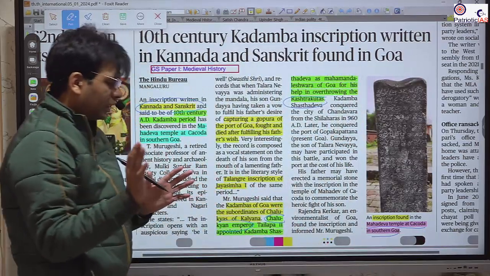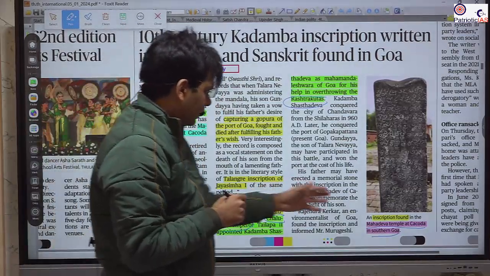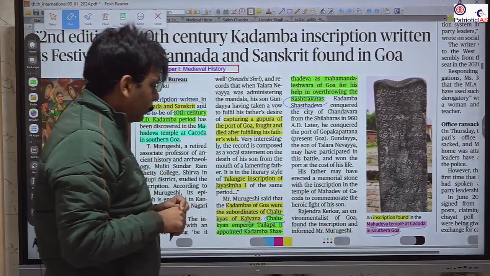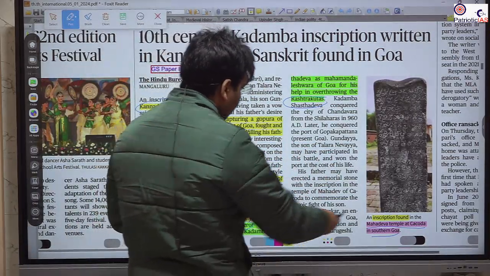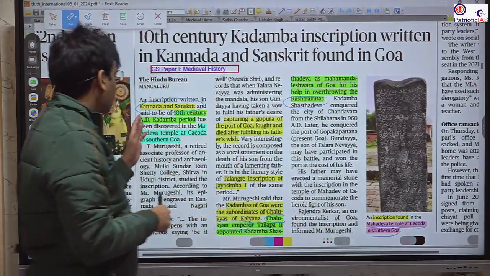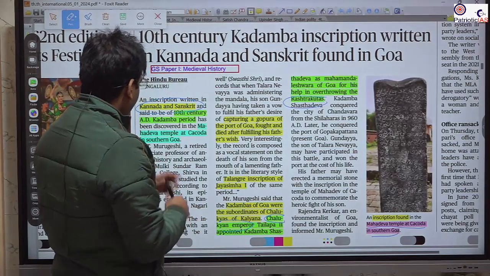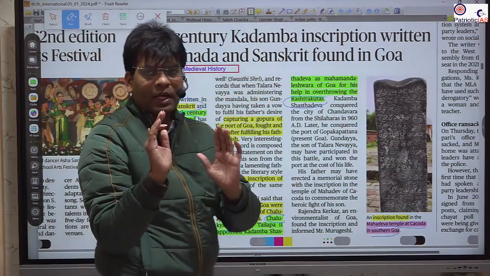So whenever you think about Goa, besides your joyous imagination, there is also the cultural value of this area. Whenever you go to Goa, you should also visit this Mahadev temple at Cacoda, and you should also see this inscription that has been found. Very little is known about the Kadamba period, so you should know something about that.